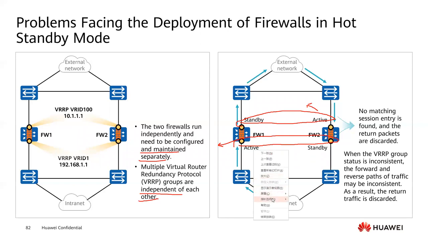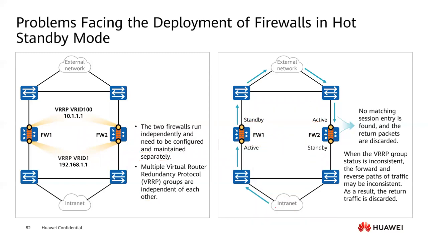We will find that if the internet, maybe it is a terminal, sends traffic to the external network, the traffic will be received by FW1 at first. And the session, we all know that for the firewall, it will forward the traffic following the session table. And the session table will be generated by the first packet.